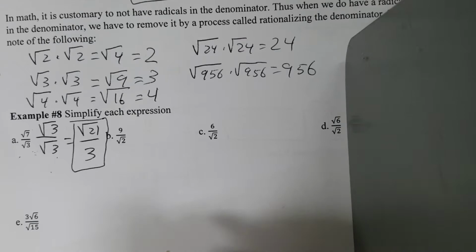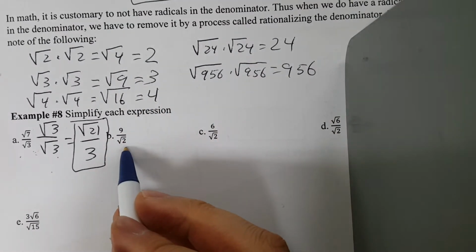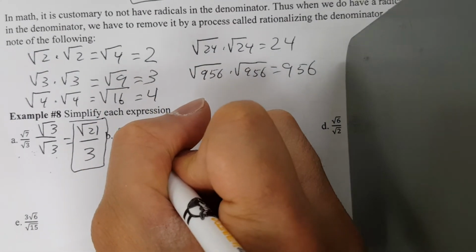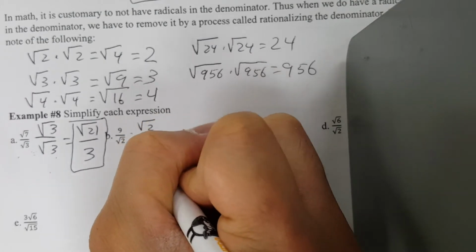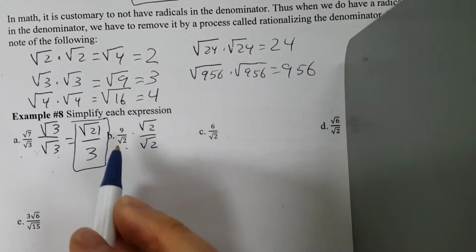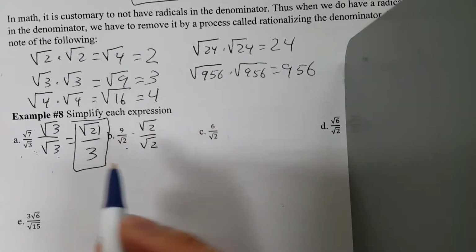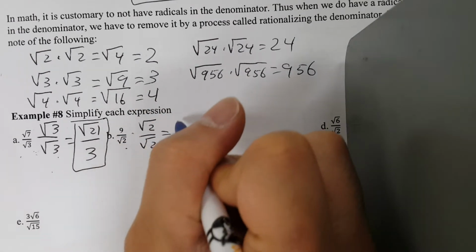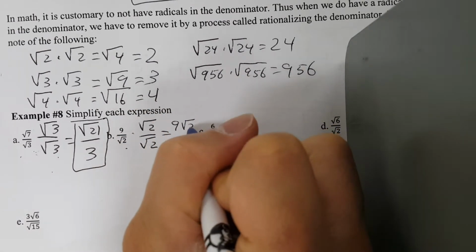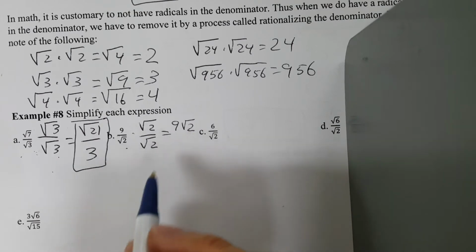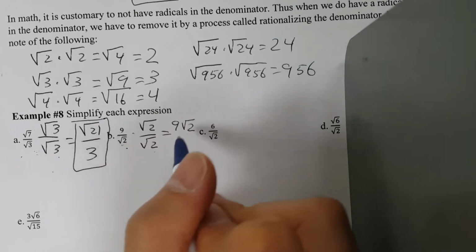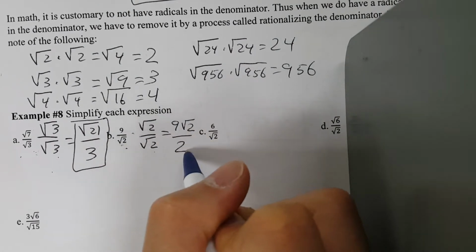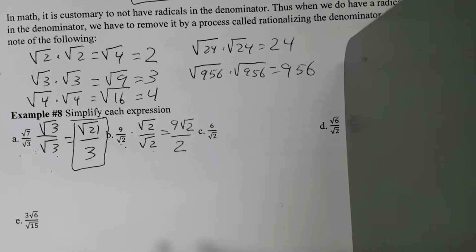Okay? So let's try the next one, radical 2. So I'm going to multiply the top and bottom by radical 2. Now, this is a 9, so I don't multiply, I just put it on the outside. And radical 2 times radical 2 is just 2. That's my answer because I cannot simplify radical 2.